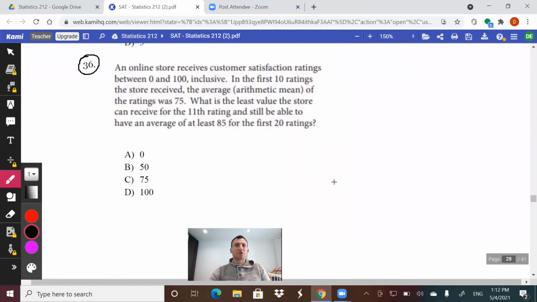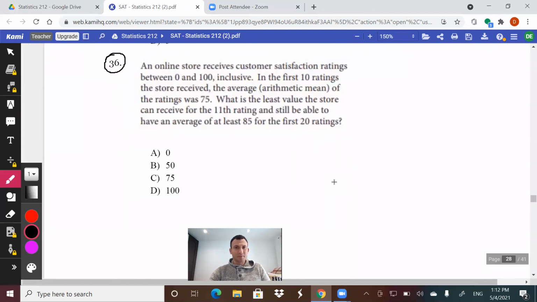This problem is a major challenge problem. This problem gets a lot of people. So I'll go through it, but if you want to try it yourself, give it a go. An online store receives customer satisfaction ratings between 0 and 100 inclusive, meaning including those two numbers. In the first 10 ratings the store received, the average of the ratings was 75. What is the least value the store can receive for the 11th rating and still be able to have an average of at least 85 for the first 20 ratings?